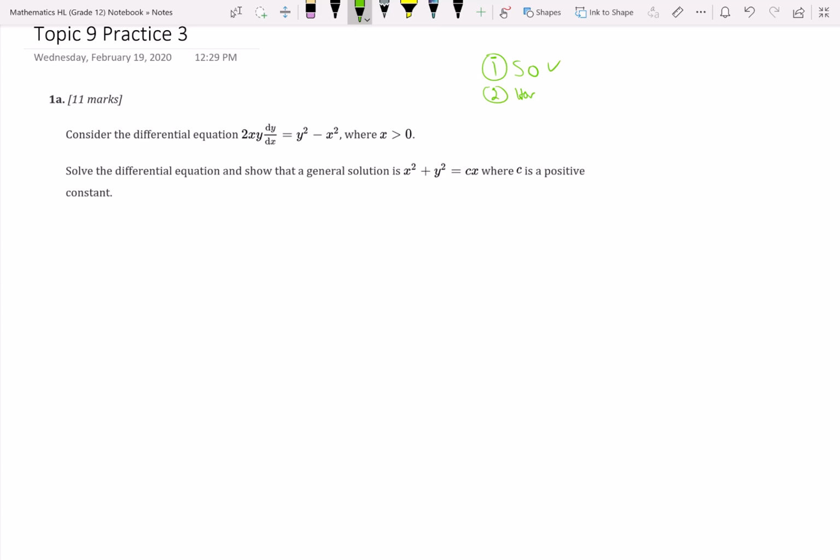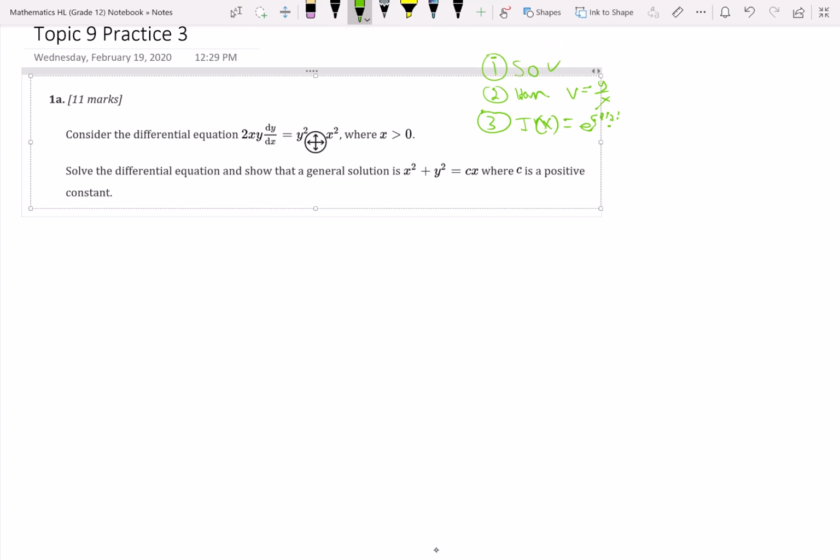If it's homogeneous, we can do the substitution v equals y over x. And if it's not homogeneous and you can't separate the variables, we can do the integrating factor method, where you let this integrating factor be e to the px, and it has to be in a certain form for that to happen, right?